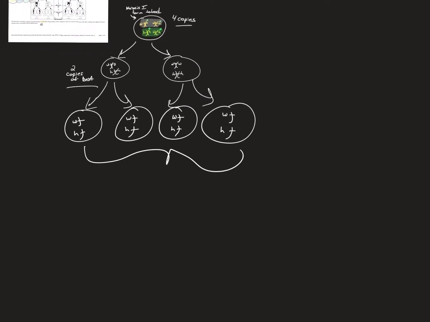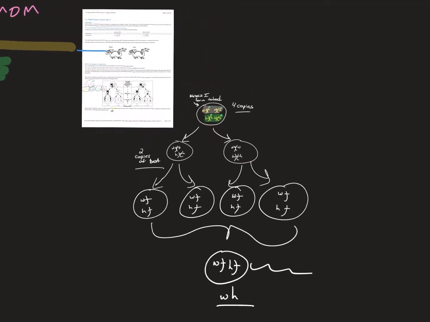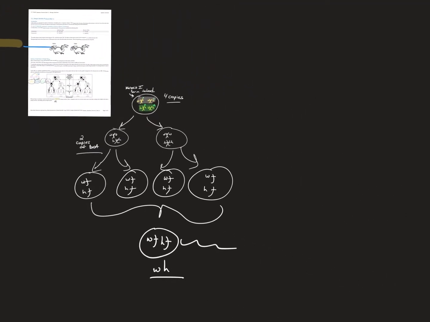All of this father's sperm are going to be what? Homozygous recessive, little w, little h. It's all he can make. Those are the only types of sperm he can make. So there's not any possible chance he can make a big W, little h, or something like that.